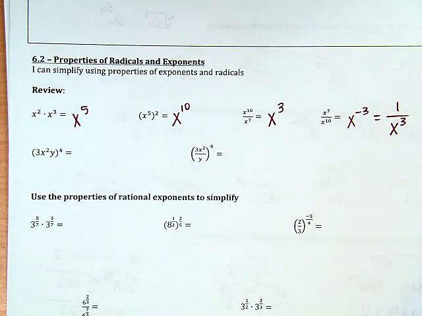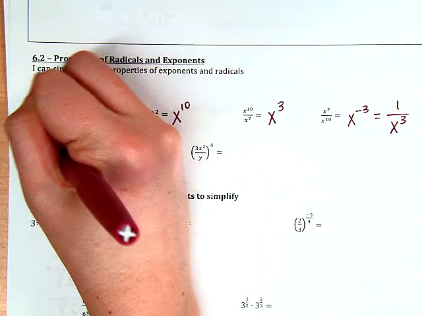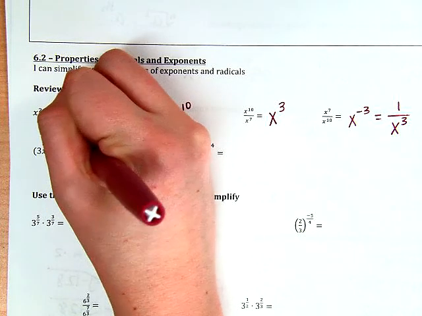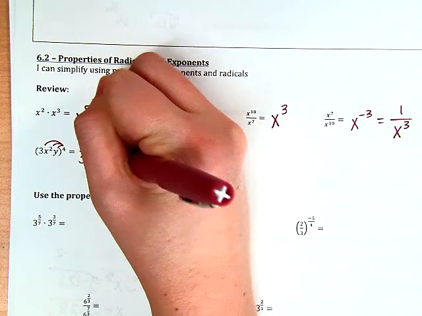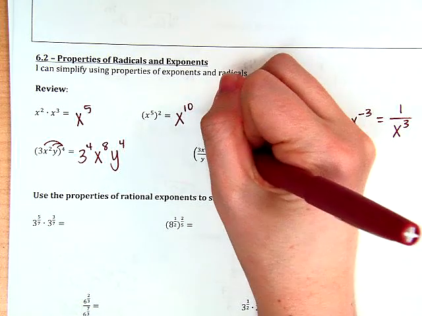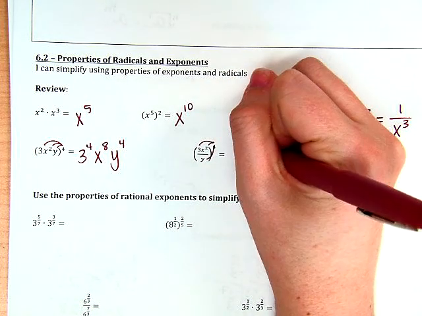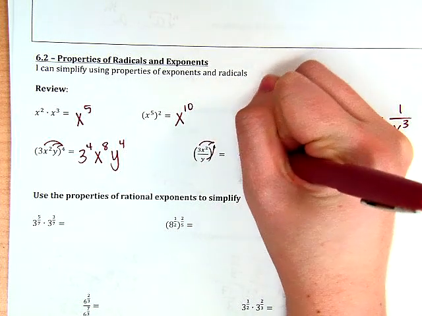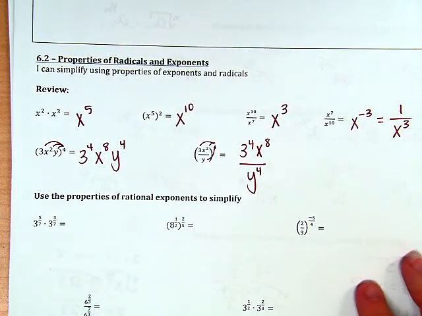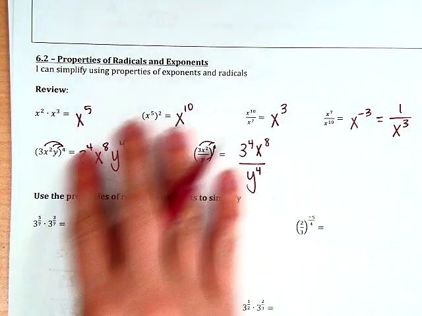not like negative exponents. This needs to be distributed to the 3, to the x, and to the y. So 3 to the 4th, x to the 8th, y to the 4th. Same thing here, distribute to the 3, the x, and the y on the bottom too. So 3 to the 4th, x to the 8th over y to the 4th. It's kind of all review from chapter 5.